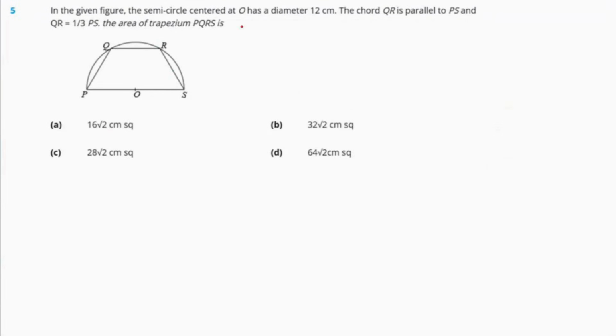Now the next question is saying, in the given figure, the semicircle centered at O has a diameter of 12 centimeter. The chord QR is parallel to PS and QR is equal to 1/3 of PS. Since the diameter, which is PS, is given to us as 12 centimeter, and QR is 1/3 of PS, the length of QR should be 1/3 of 12, which is 4 centimeter. And this needs to be the height. We need to figure out the area of a trapezium, and this particular thing needs to be the height of it.